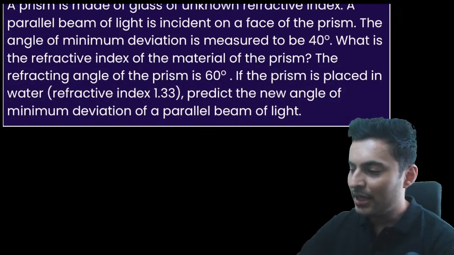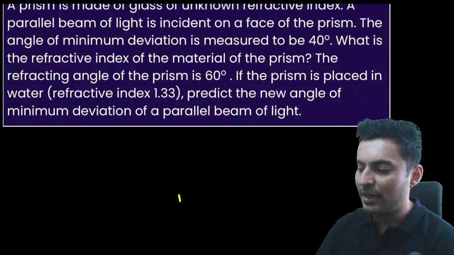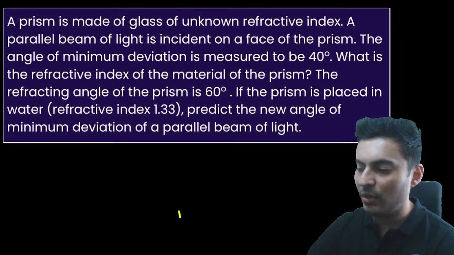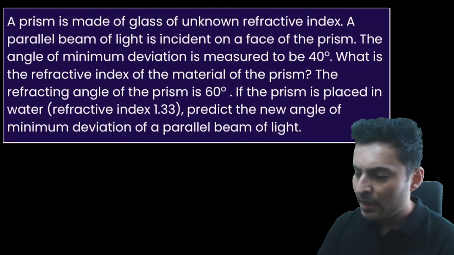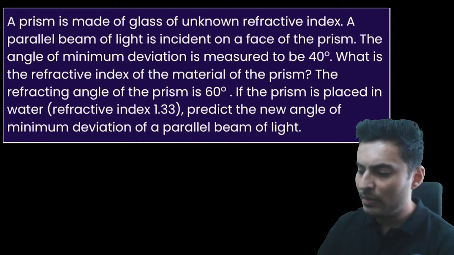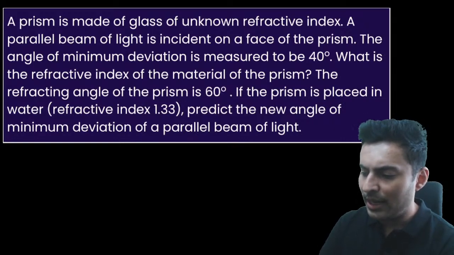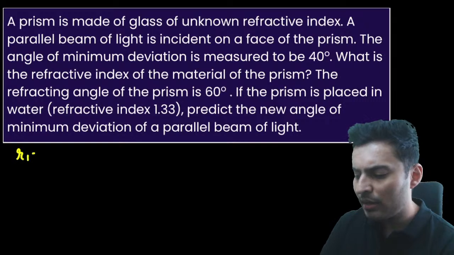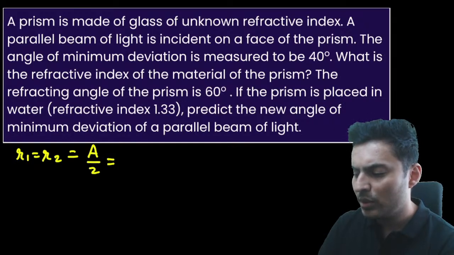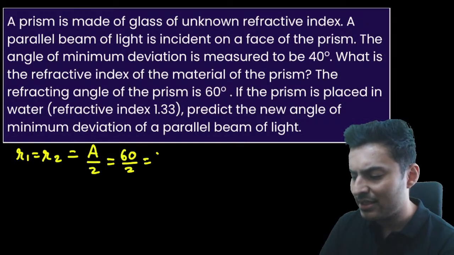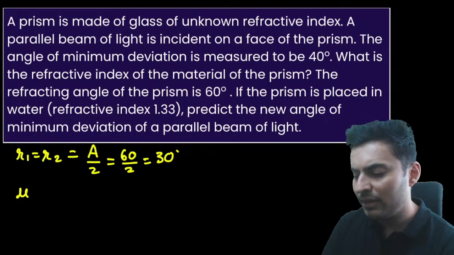For this kind of questions, you have to just depend on the formulas, nothing else. See guys, for minimum deviation, what will happen is the first internal angle r1 will be equal to the second internal angle, which is angle of prism by 2. So it will be 60 degree by 2, which is basically 30 degree. Refractive index is sine of angle of incidence.